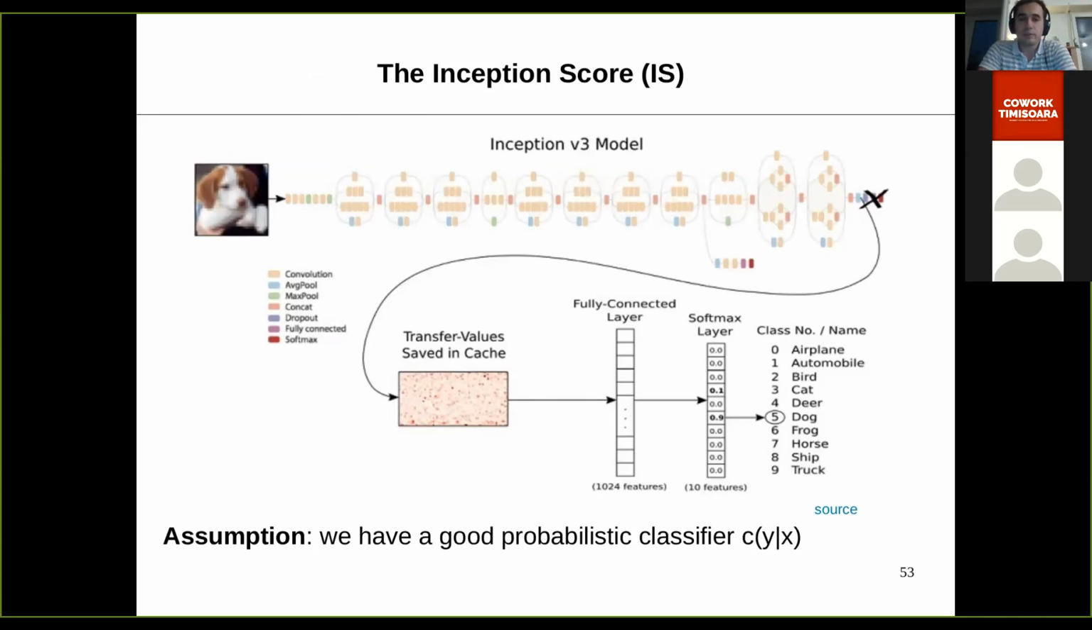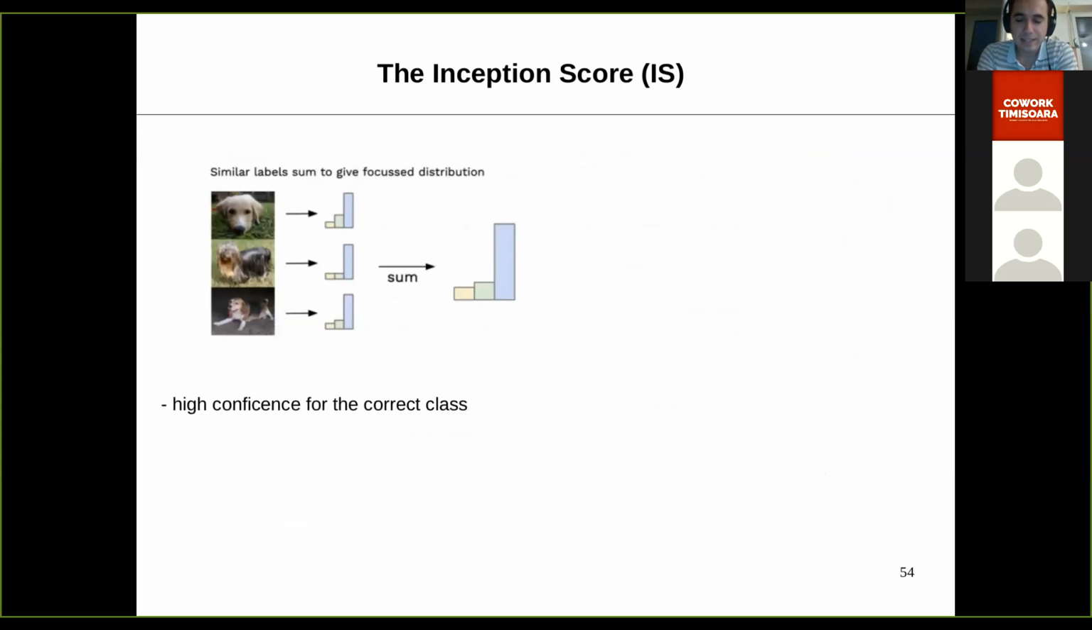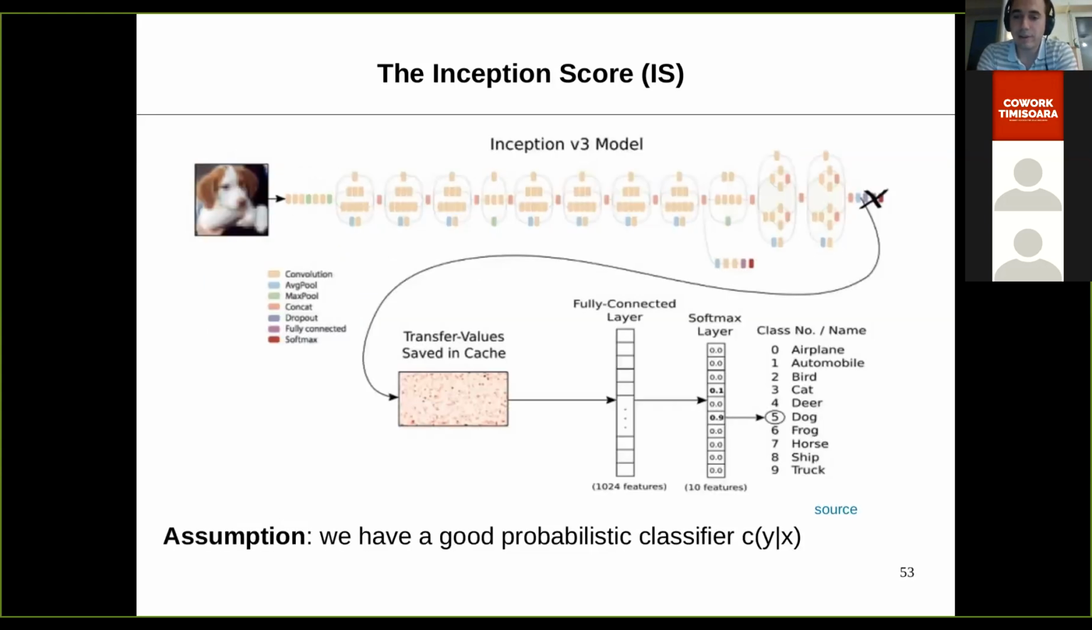One of the first ways to do it is what is called the Inception Score. How does it work? Well, Inception comes from the neural network called Inception V3, which was very good at classifying objects. For example, in ImageNet, a data set with more than 1 million images and 1,000 classes, it was very good at classifying among the 1,000 classes. We take a pre-trained network and use it to classify the objects generated by our model. So we assume that this is a good classifier, okay?